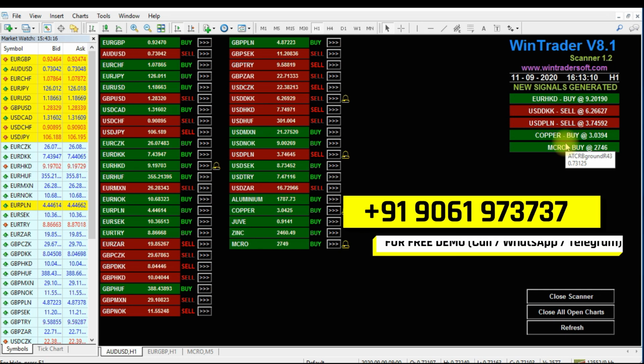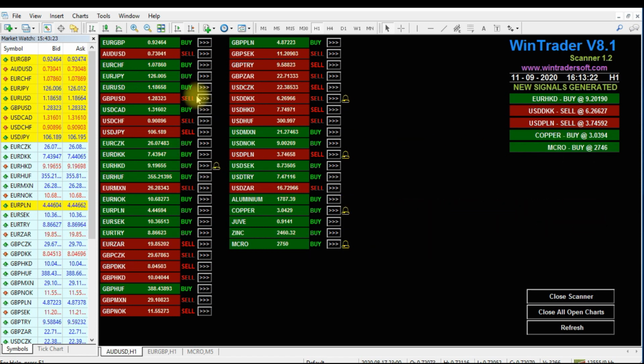But before taking the position, you always have to open the chart. You can directly open the chart from the scanner, and you have to check whether the signal is a direct entry, a re-entry or a trend-based signal, and if it is confirmed, then you can take the position.